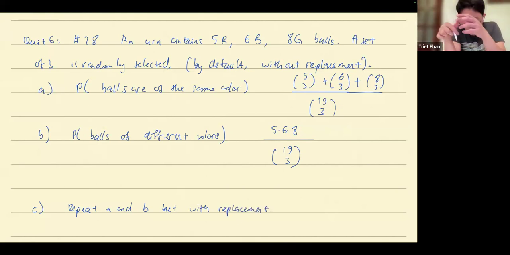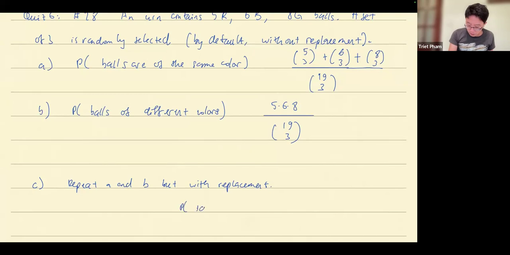All right. So now, how would the answer be different if we do it with replacement? Meaning, after we take the ball out, we look at the color and we put it back in. So first of all, let's look at question A, or in general, what's the sample size now? 19 cubed. Exactly, that's the first thing you should recognize. The sample size now is 19 cubed rather than 19 choose 3.